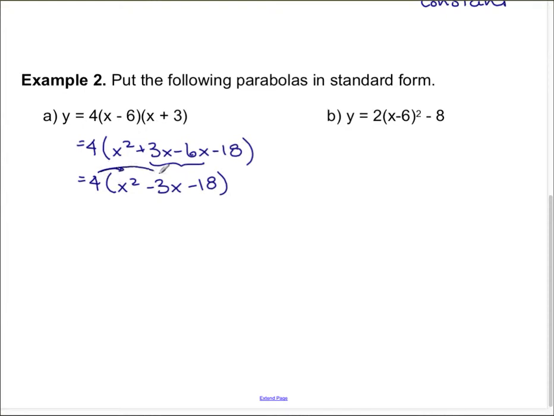And then lastly, we're going to put the 4 through the brackets, which is going to give us 4x squared minus 12x, and then 4 times 18 is 64.